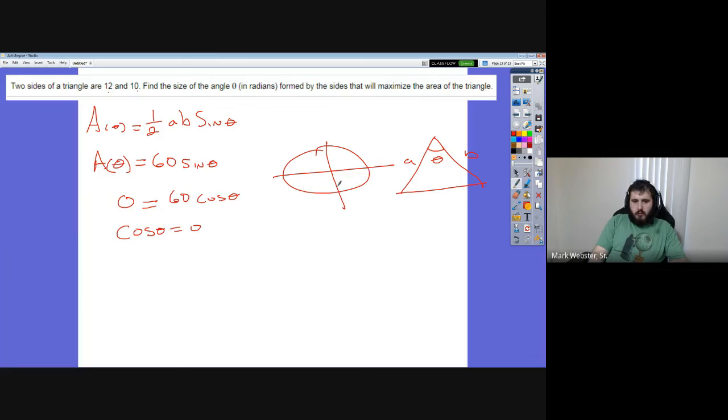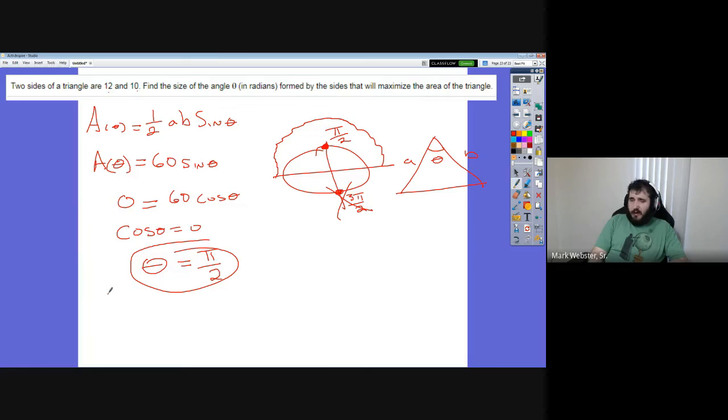Get out that unit circle. Cosine is equal to 0 at pi over 2 and 3 pi over 2. Now, if you ask me, the biggest angle that you could possibly even consider having for a triangle is just less than 180, right? So our domain for our answer anyway is just here. So if that's 3 pi over 2, nobody cares. The theta that maximizes our area is pi over 2.